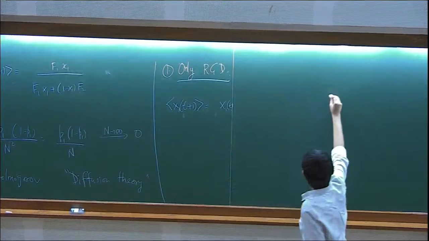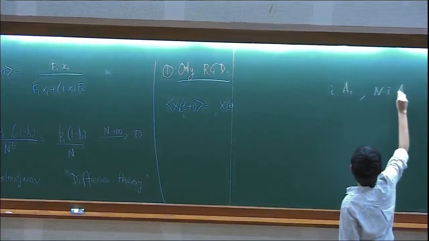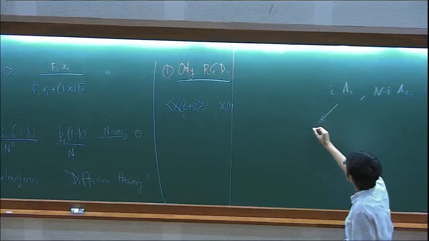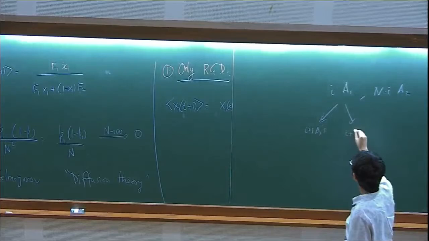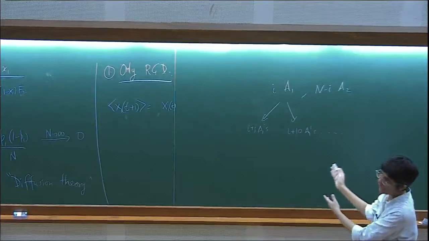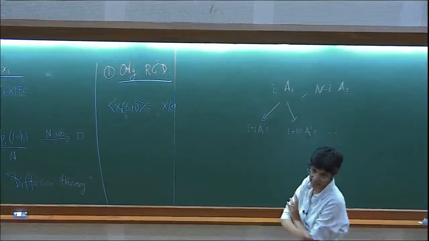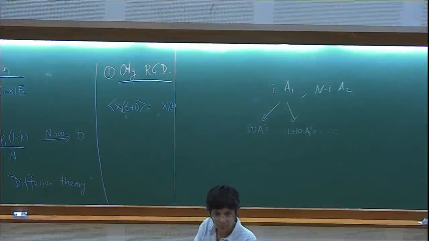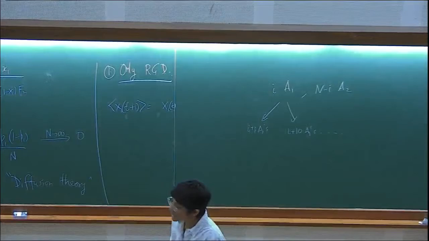So I'm saying that I start with exactly i A1s and the rest A2s, and then I run this Wright-Fisher process. This is one stochastic trajectory. Maybe this time I got i plus 1 A1s. In another trajectory, I got maybe i plus 10 A1s, and so on. Average over all of that to find that frequency, that is equal to x1, that is i by N for the neutral case. Okay? So therefore, yes, it's neutral, f1 equals f2.